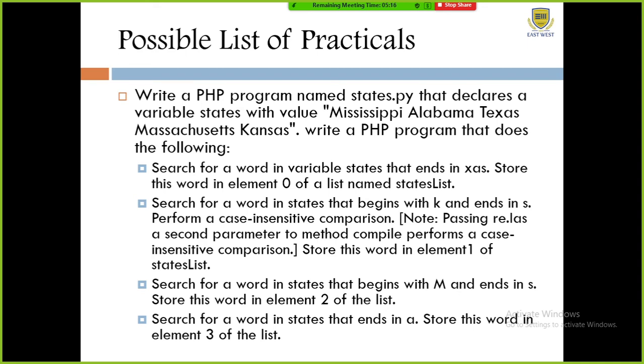So we will take some random string, and within the string we will search for a variable, whether it is present or not, and we will store that in the list. Further, we will do the same thing with some other different words, search for them, and keep entering those within the list. So this is the program, right? So these are the possible list of practicals we will go with. Okay, right.